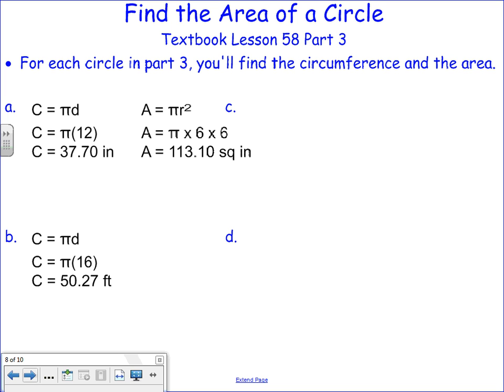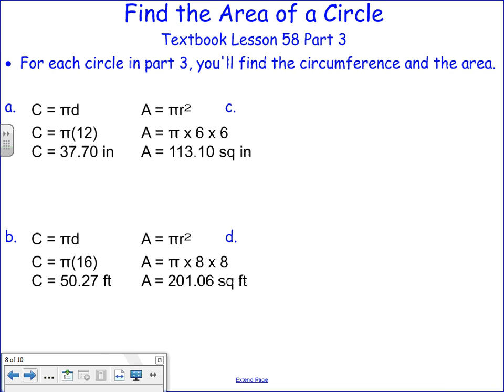Don't forget your correct units here. Circumference is just feet, inches, whatever the unit is. When you do area, you need to remember to square your units. So now for area of circle B, again, pi times radius squared. My radius is 8. That's given to me. So I'm going to do pi times 8 times 8. And when I do pi times 8 times 8, I get about 201.06 square feet.